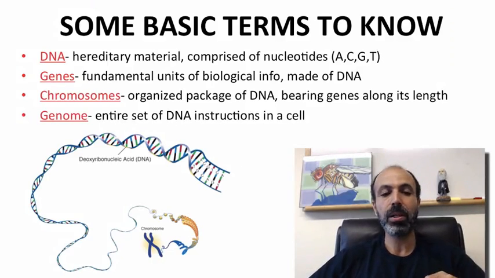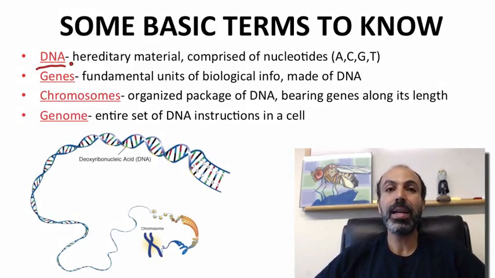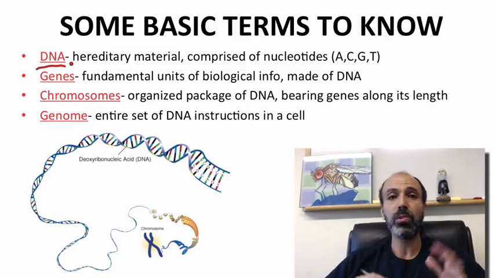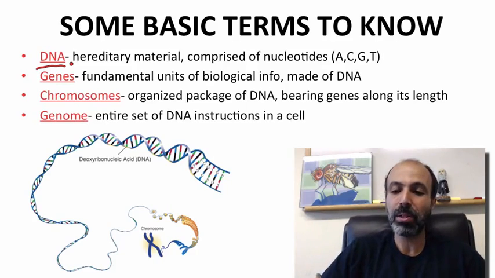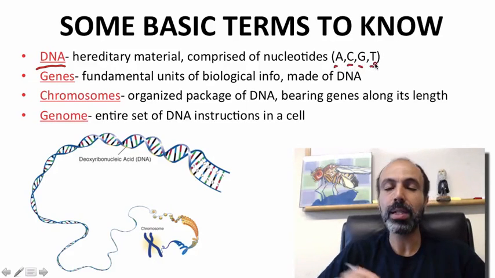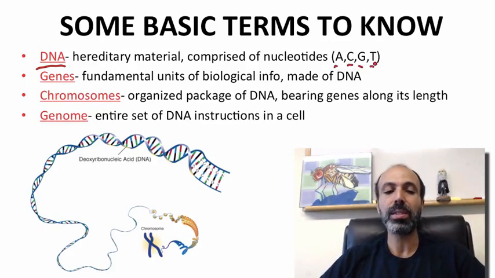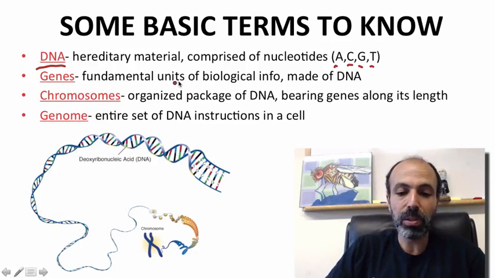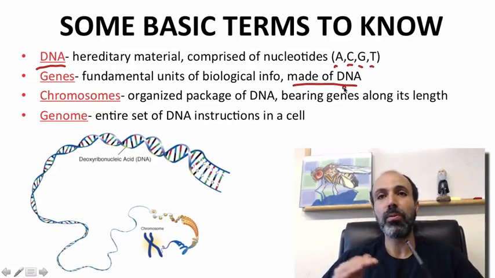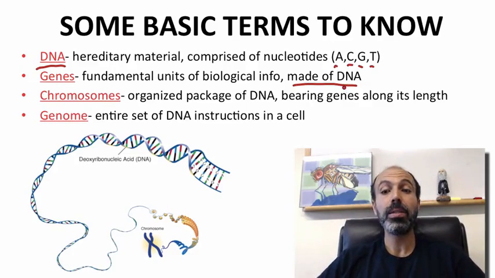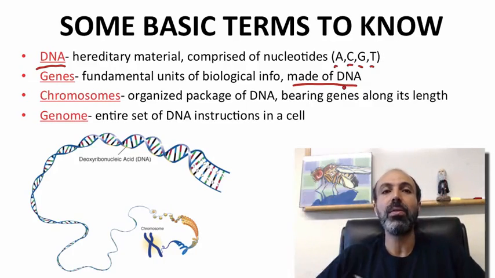So the basic terms I'd like you to know are first that of DNA, that's short for deoxyribonucleic acid. DNA, as many of you know, is the hereditary material that is used by most species, and it's comprised of nucleotides, or building blocks. Those building blocks are labeled A, C, G, and T. So there's 4 different forms that are commonly used in DNA, and that's how they're often abbreviated, A, C, G, and T. Now, genes are the fundamental units of biological information, and they're made of DNA. Typically, a gene will be on the order of a couple of hundred or maybe a few thousand DNA nucleotides long. So these pieces put together to make this particular set of instructions.